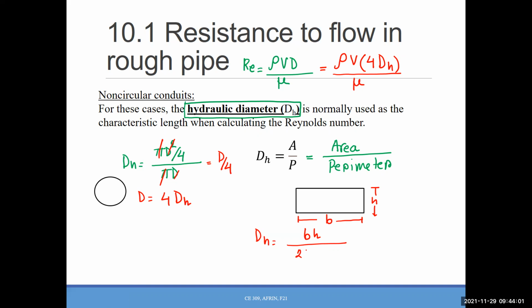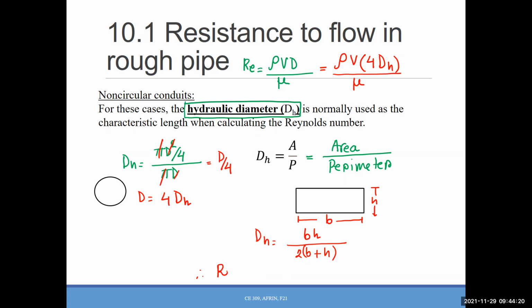Okay, for this case, that is the one. But for open channel flow, sometimes the top part is open and we consider only B plus 2H. We will do that when we do the open channel flow. So that is the one.